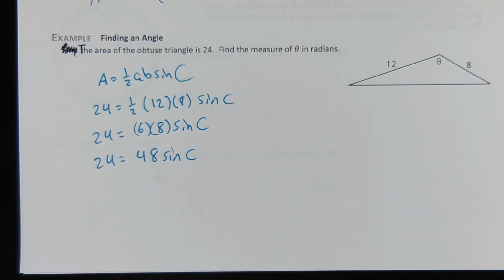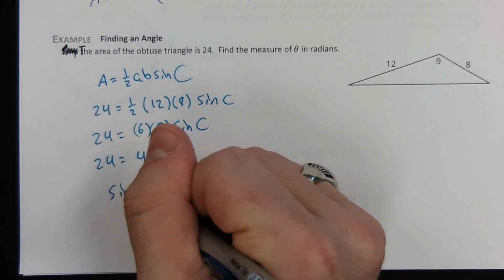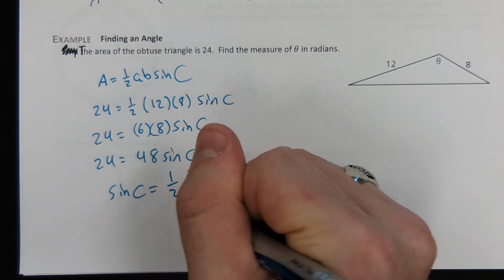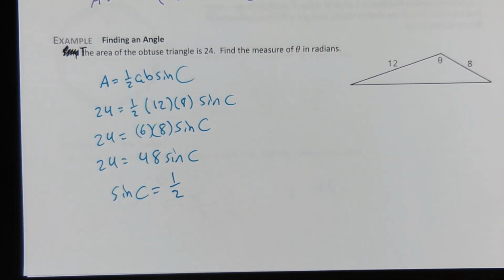Get sine of C alone. Was it Trenton or David? Oh, okay, so I said the right name. All right. Divide both sides by 48. Sine of C equals 1/2. And it just so happens that 1/2 is a value of sine that we can get from one of our special right triangles, isn't it?